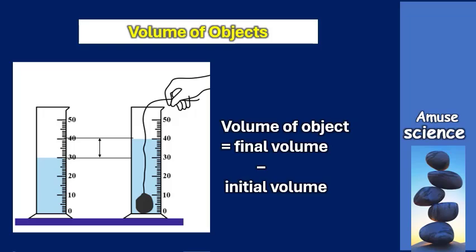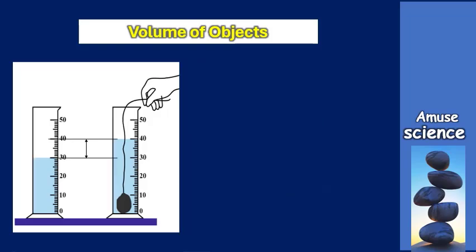Alright, we would realize that as you put the object into the cylinder containing water, there will be a displacement of the water. That is, there will be a rise in the volume of the water. Scientifically, we say there is a displacement of the water. In other words, a volume of the water has been displaced, and the volume of water displaced is equal to the volume of the object placed in it.